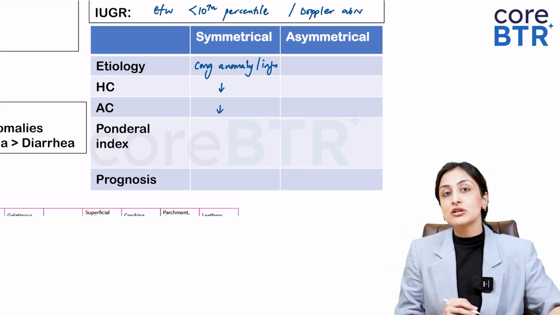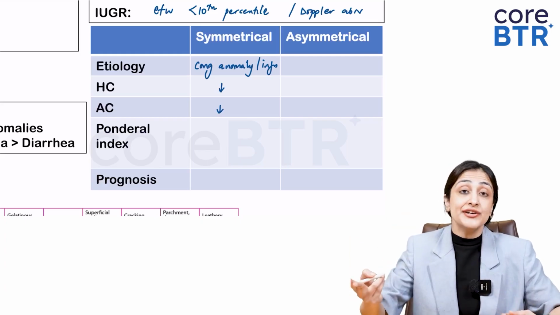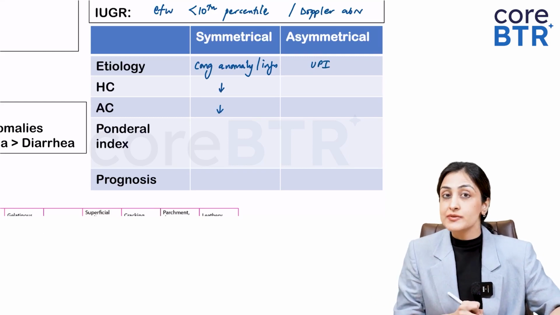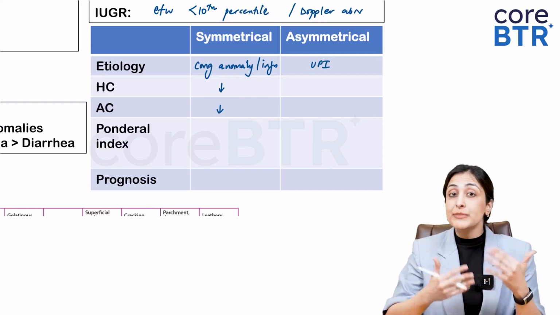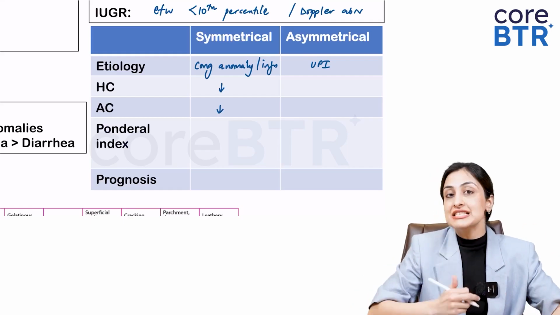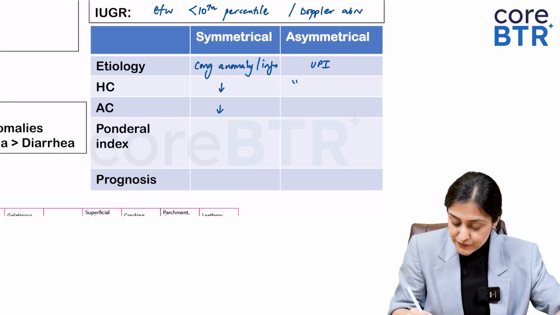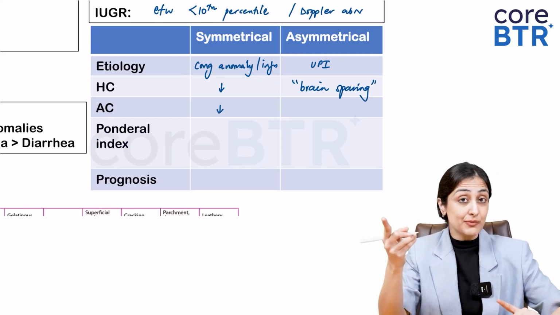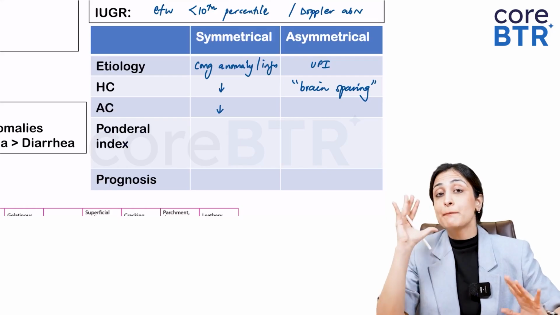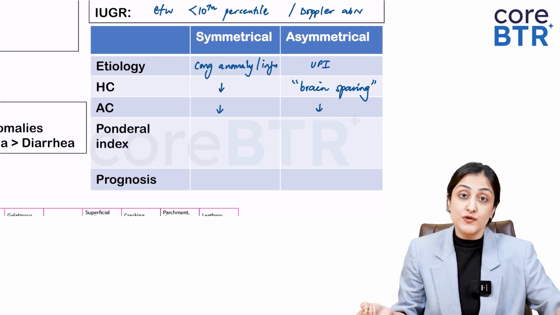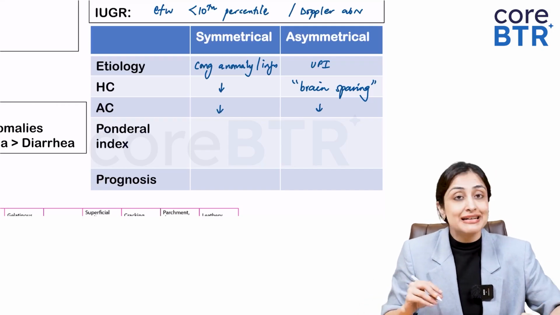Whereas asymmetrical IUGR is where at a later period of gestation, you are having uteroplacental insufficiency as the most common cause. That's why we are looking at the umbilical artery not supplying the blood, right? So this is where you have uteroplacental insufficiency. What happens because of that is something called the brain sparing effect. Brain sparing effect is what we were seeing, remember, in OBG. So this is what is spared here. The head circumference is spared, whereas the abdominal circumference, which is the best marker of fetal growth, decreases.